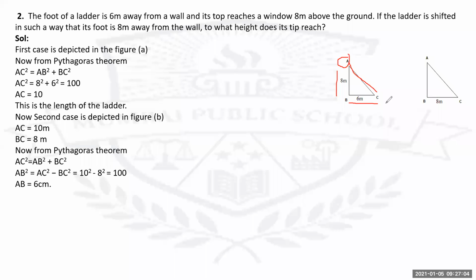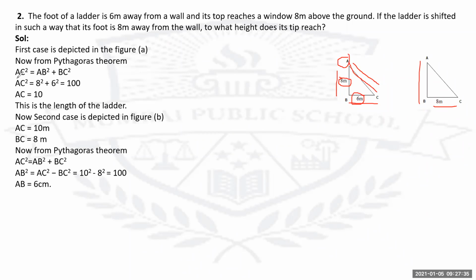Now, instead of 6, we're shifting the ladder in such a way that this distance increases to 8 meters. To what height does its tip reach? You have to find this height. With help of this, first find the hypotenuse AC, because the two sides are already given to you: 8 meters and 6 meters.